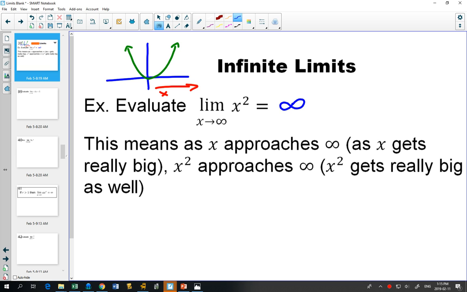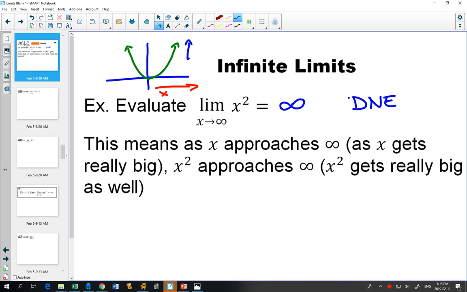Now some textbooks, and I think your textbook sometimes does this, say infinity is not actually a number. And so some textbooks will say that it does not exist because you can't actually have a number. But in this situation, you'll often find, and I'll ask you to do this on your quizzes and tests, that it's nice to say infinity because that tells you that it's going up forever.